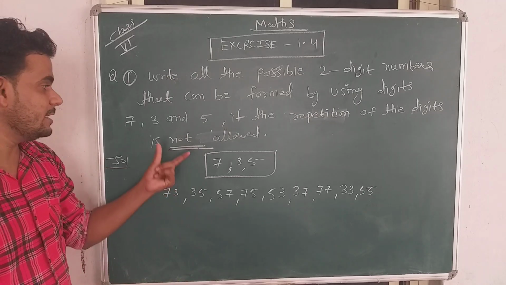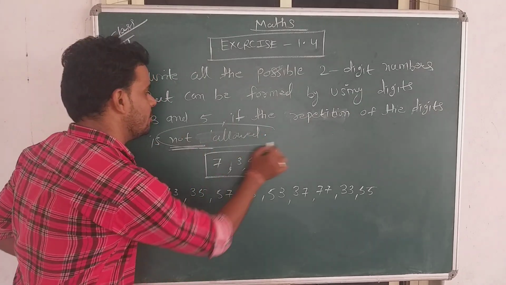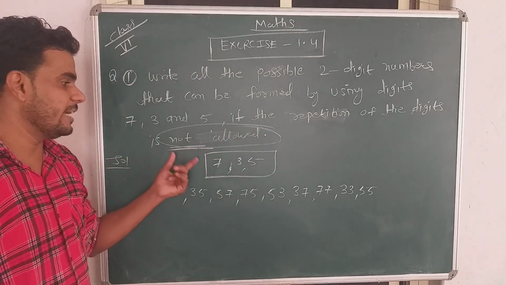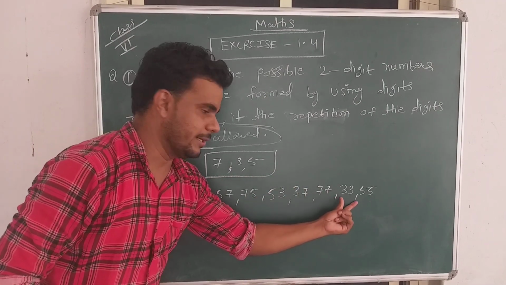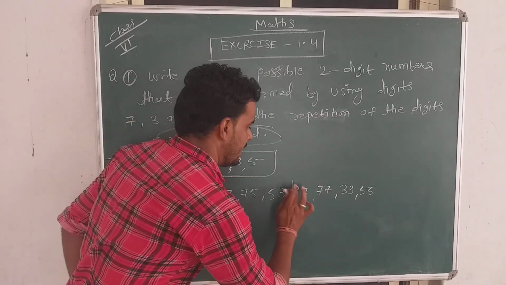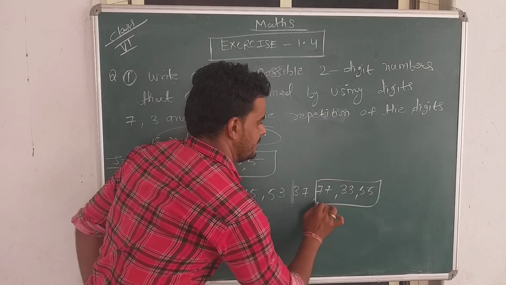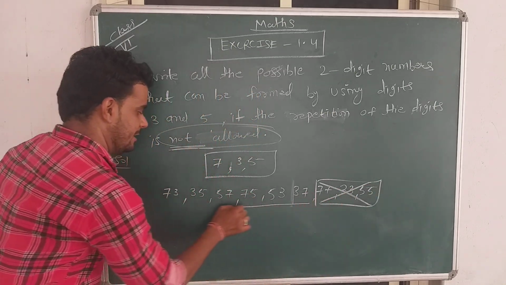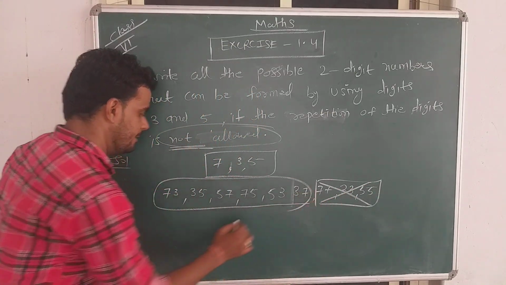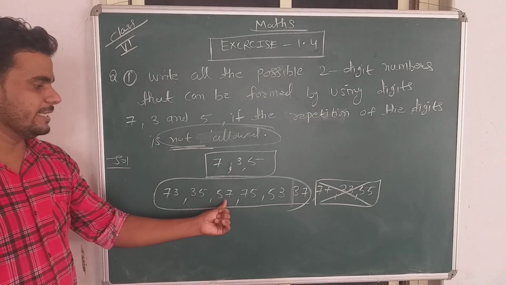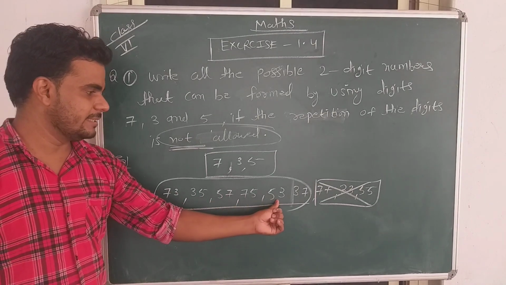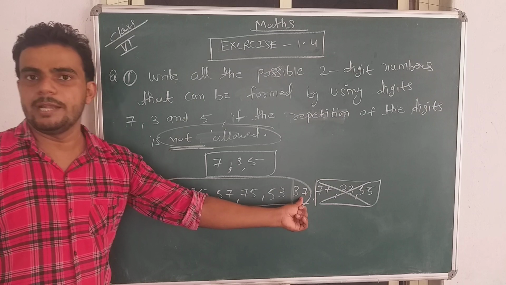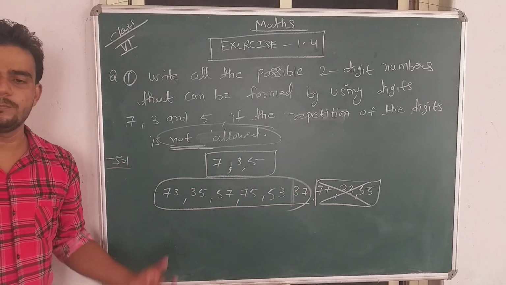But the question is saying the special condition, the repetition of the digit is not allowed. So we can't write 77, 33 and 55. This we have to cut. So your final answer is 73, 35, 57, 75, 53 and 37. Okay, take the screenshot and write in a notebook.